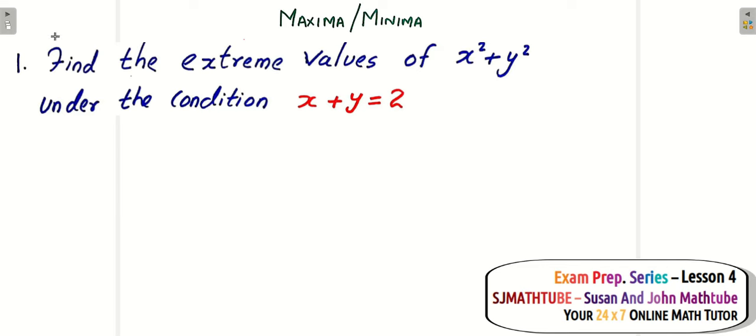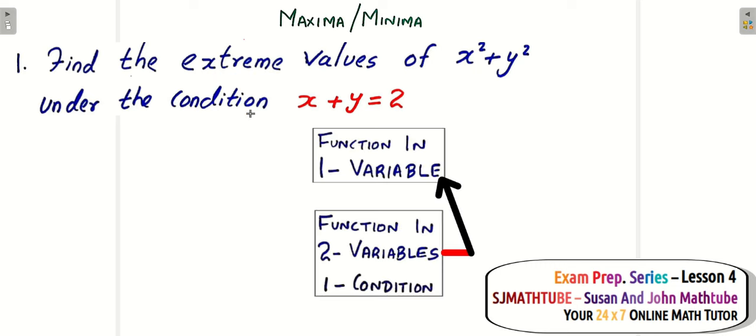So the question is: find the extreme values. Extreme values means it can be maximum or minimum. So we have a function in two variables and a condition. I hope you remember the classification.